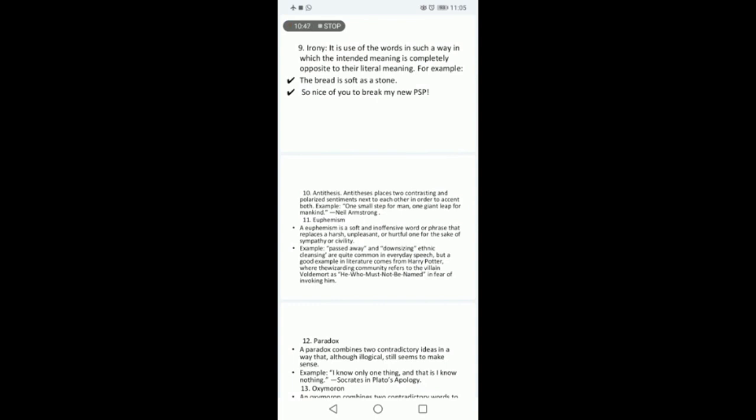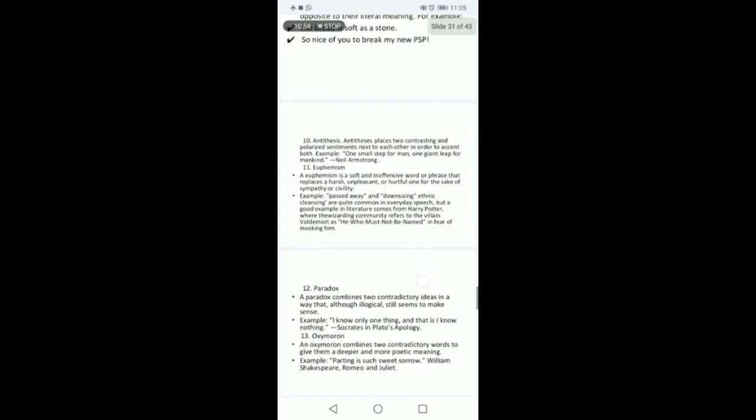They have euphemism. Euphemism is a soft and inoffensive word or phrase that replaces a harsh, unpleasant word. Example, the normal thing now, people die often, and when people want to describe the death of their dear ones, they say he passed on, he has transited, those kind of things like that.